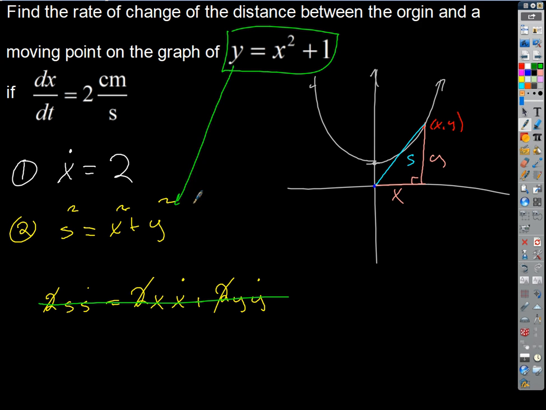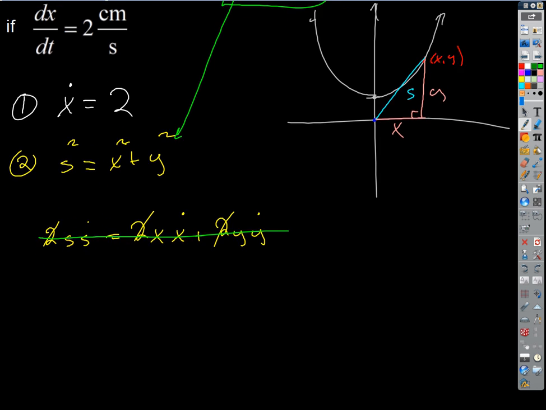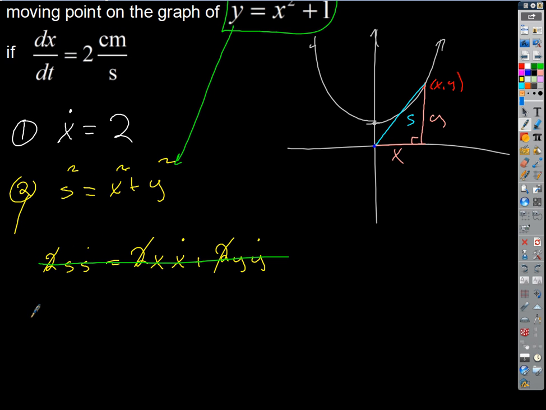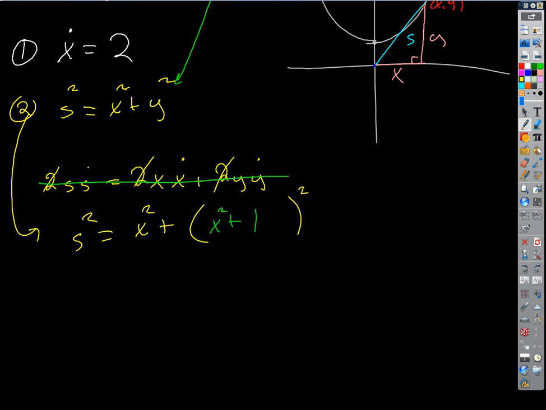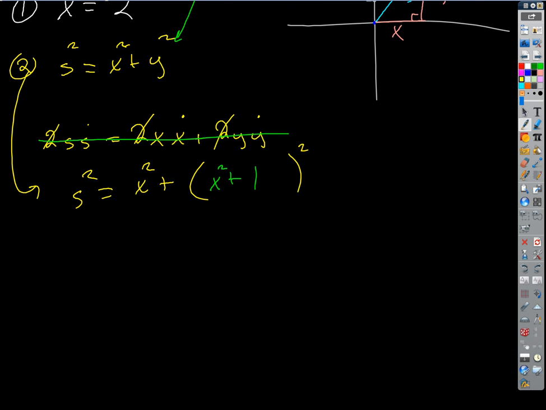So we'll make this substitution, and so we end up getting s squared equals x squared plus the quantity x squared plus 1 squared. Everybody see that? Okay, that's much better, isn't it? Because now I've got s as a function of x only, right? So we could simplify this before we do the calculus. It's worth doing. We'll just expand this out and collect like terms, and we can do that pretty quickly.